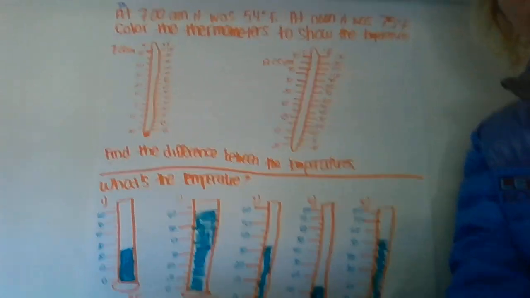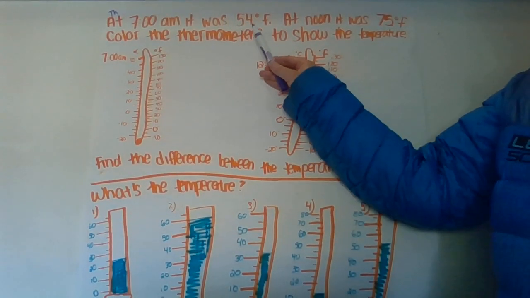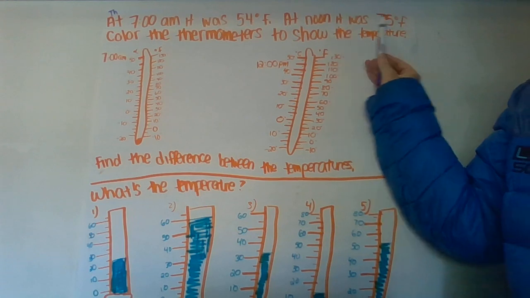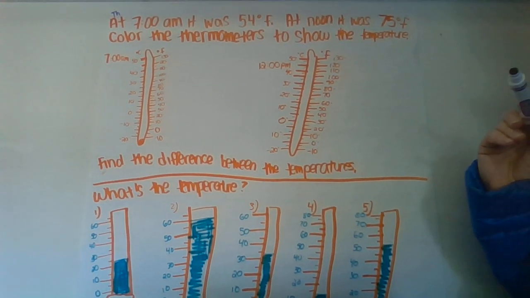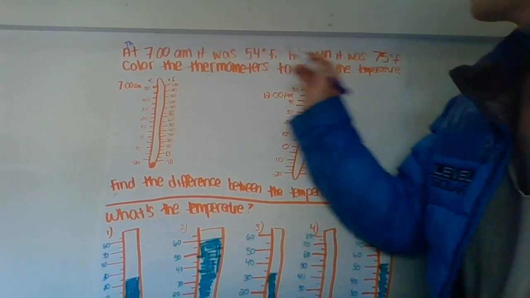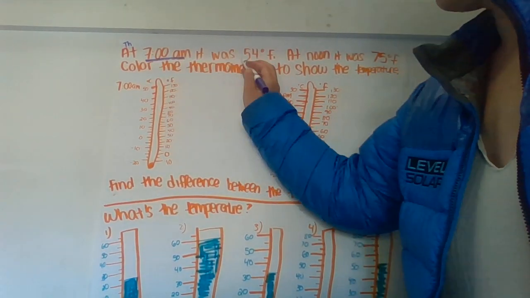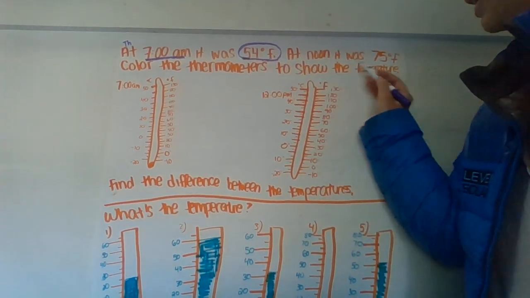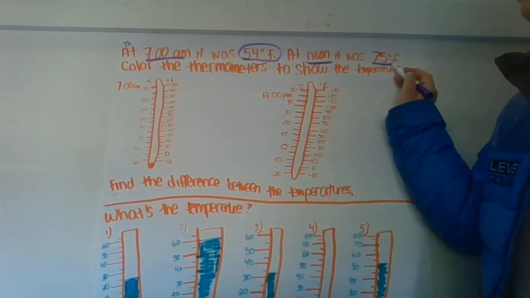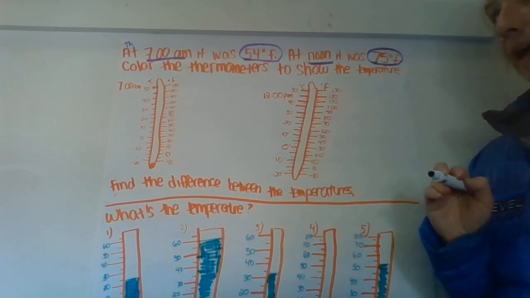Says at 7 o'clock a.m. it was 54 degrees Fahrenheit. At noon it was 75 degrees Fahrenheit. Color the thermometers to show the temperature. So the important information here is that at 7 a.m. it was 54 degrees Fahrenheit. And remember, that F is really important. And at noon it was 75 degrees Fahrenheit.